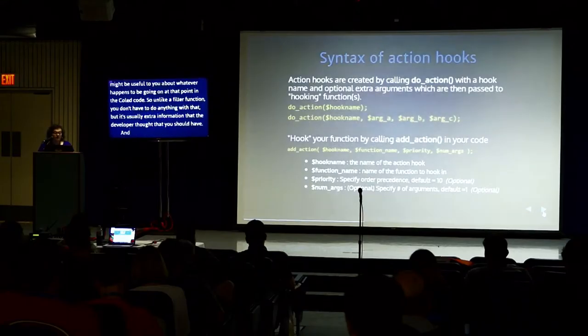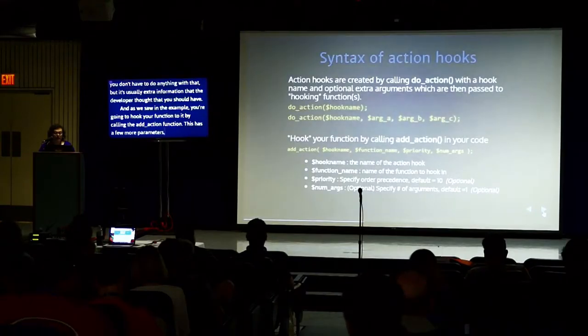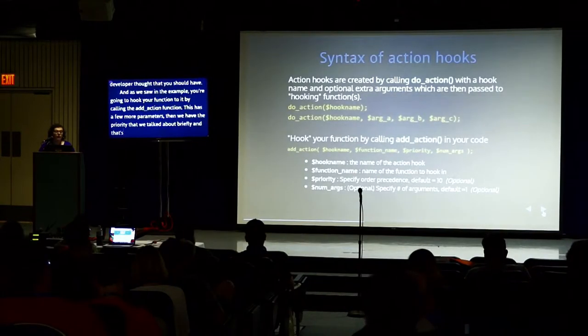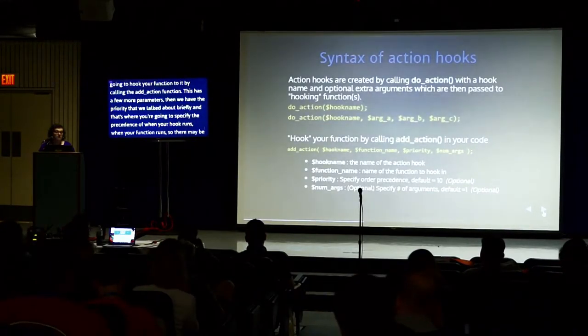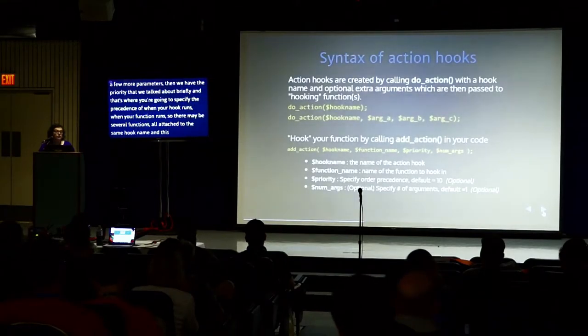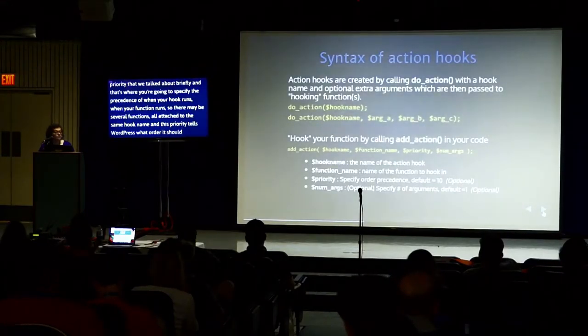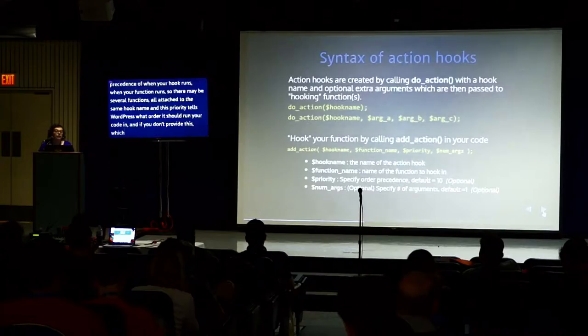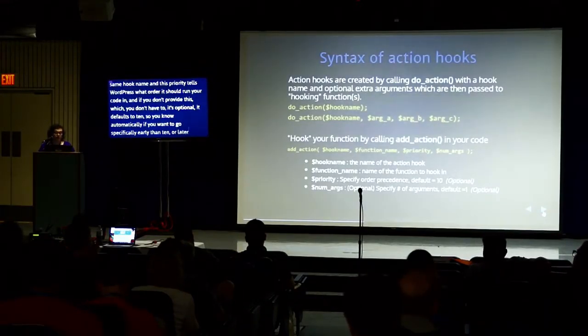And as we saw in the example, you hook your function to it by calling the add_action function. This has a few more parameters. It has the hook name, the function name, then the priority that we talked about briefly, and that's where you specify the precedence of when your function runs. There may be several functions all attached to the same hook name, and this priority tells WordPress what order to run your code in. If you don't provide it, which is optional, it defaults to 10. So you know automatically that if you want to go earlier, go lower than 10, and if you want your code to run later, go for a higher number.